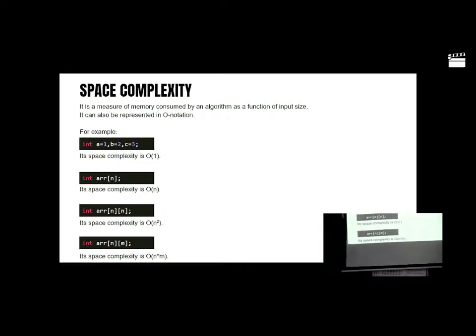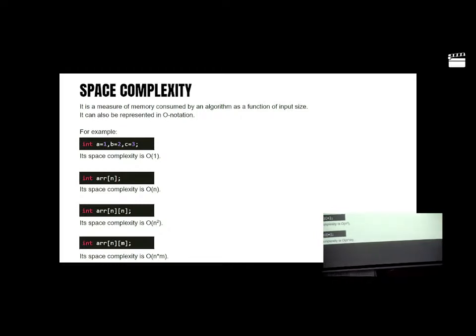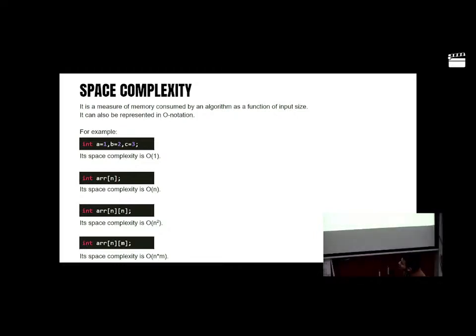So here if we consider the first case, we have created 3 variables and assigned them some values. So the space complexity is simply O of the constant, so O of 1 only. Then if you are creating an array, that means you are creating n memory locations. So you need n spaces, so that's why the space complexity is O of n.